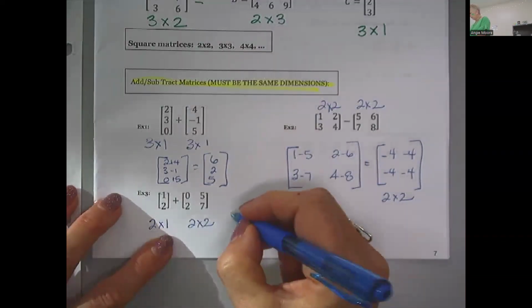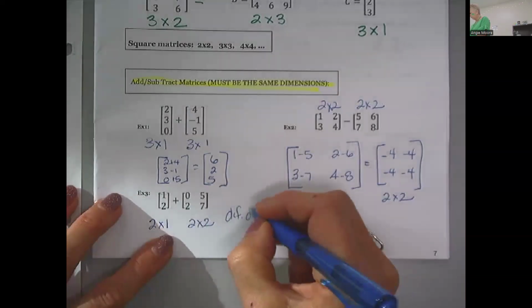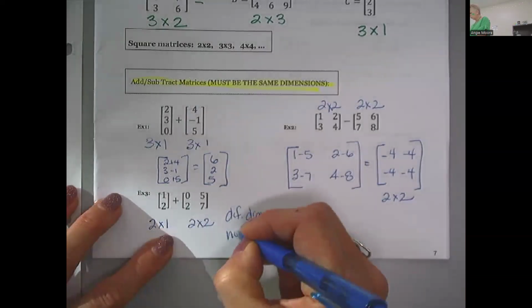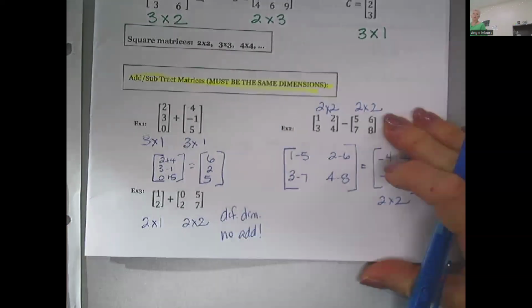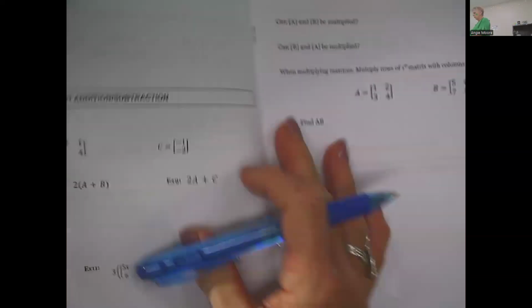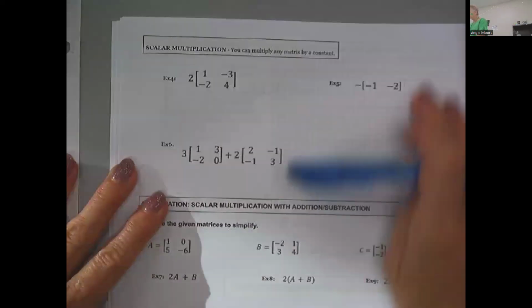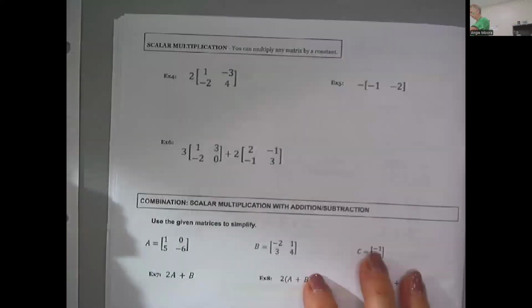We cannot add. They have different dimensions. Different dimensions, so no adding these. All right, adding, subtracting, pretty simple. I'm going to keep rolling. Pause anytime because I'm going to move quick.